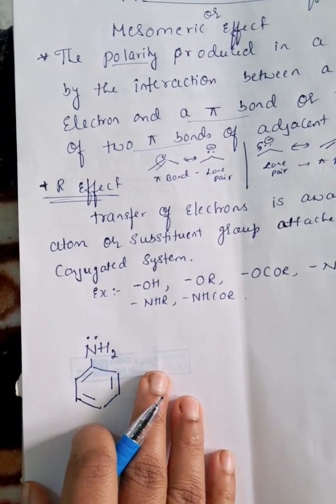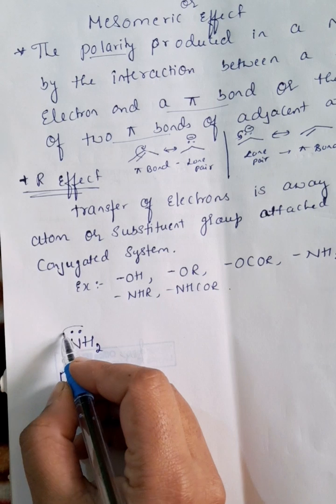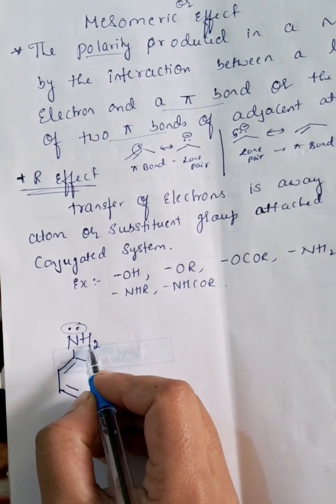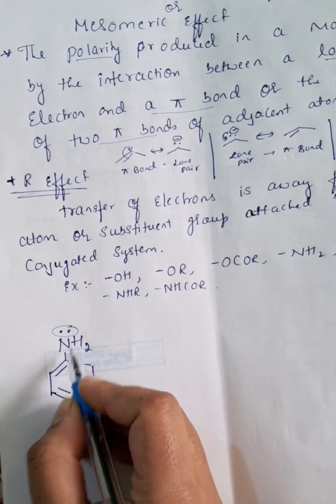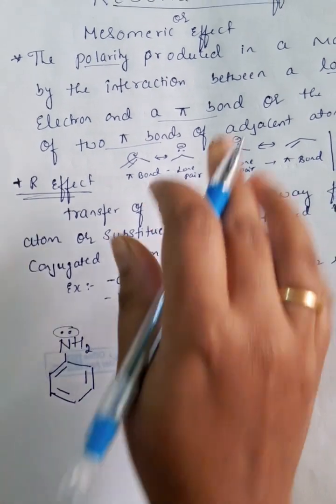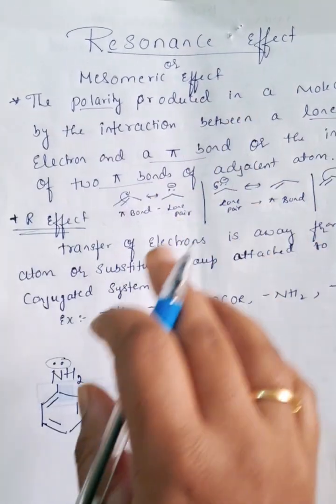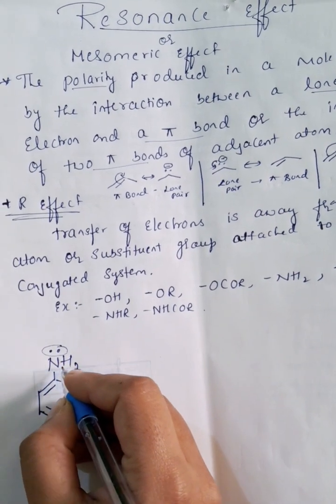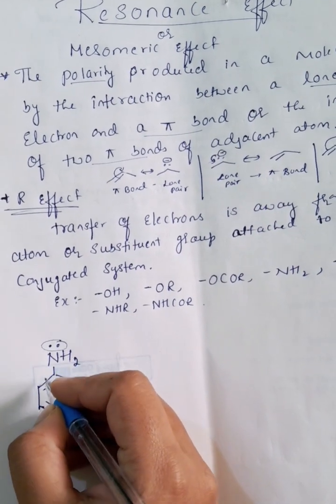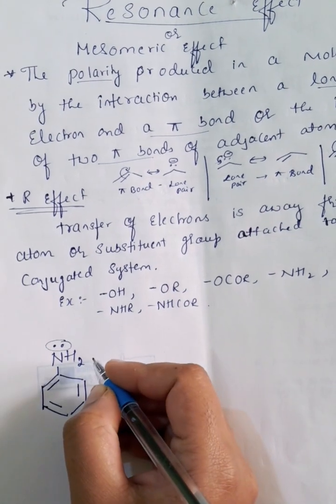It's not a fixed position. So there is an interaction between the lone pair of electrons on the nitrogen, and also the pi electrons of the benzene ring. Due to which the polarity has been created, and that's what is called the resonance effect. And plus R effect is basically when the group which is attached to the benzene ring is giving the electron to the benzene ring, then it shows a plus R effect.